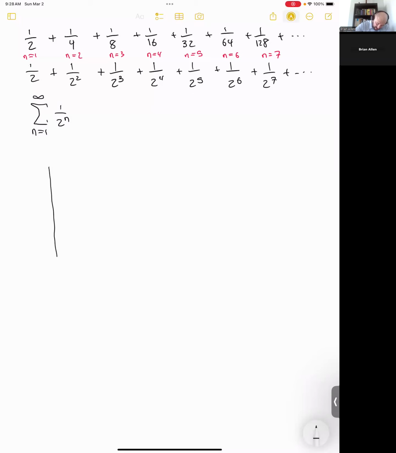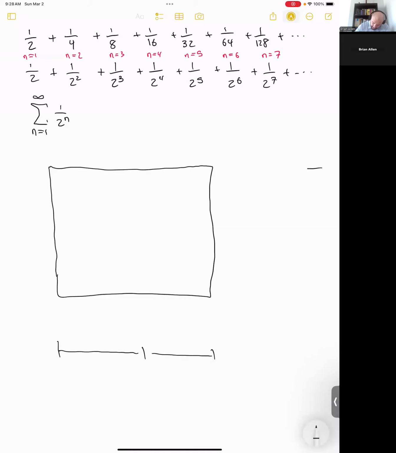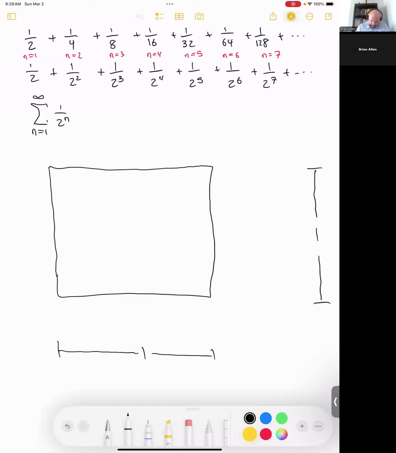So I'm going to draw a square whose side lengths are each 1. Okay, so the length of this side is 1, and the length of this side is 1. And I'm going to give each of these terms a name. So I'm going to call this A1, A2. A here is being used for area. You'll see why in a second. It's because it's going to be a part of the area of this square.